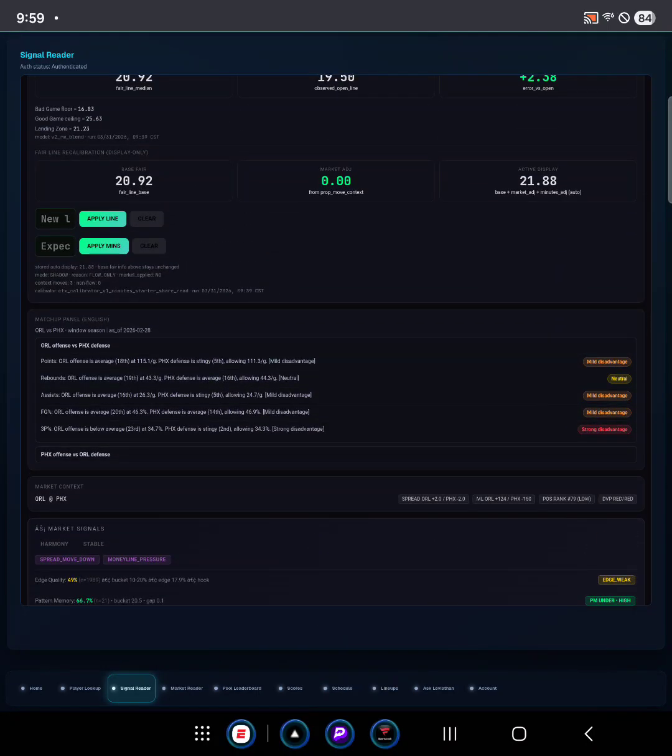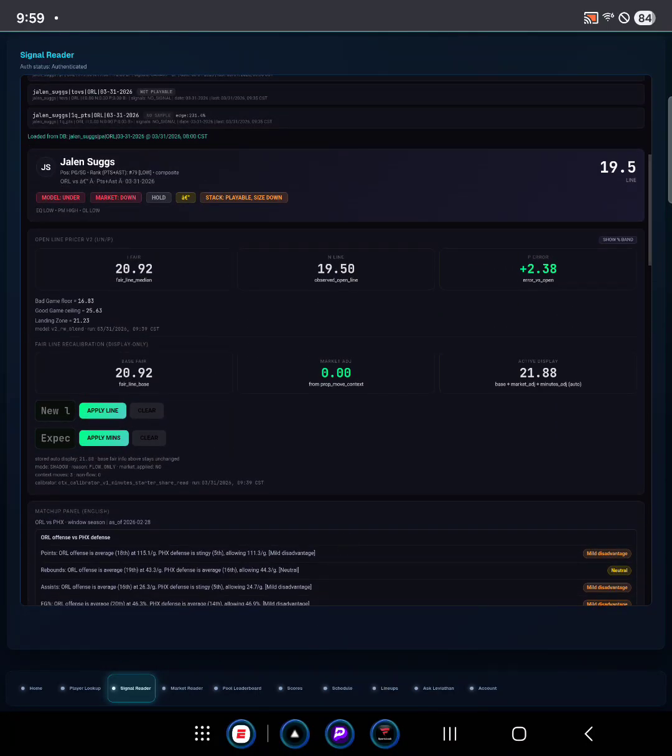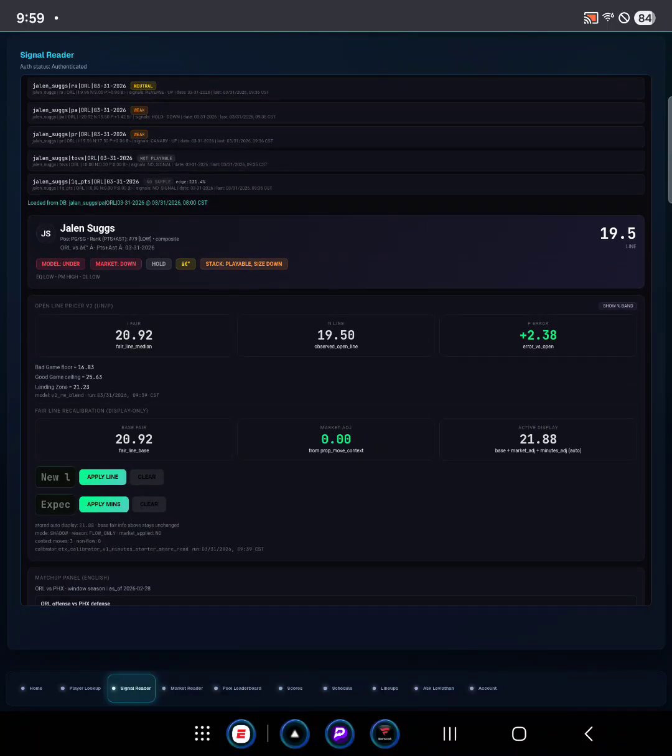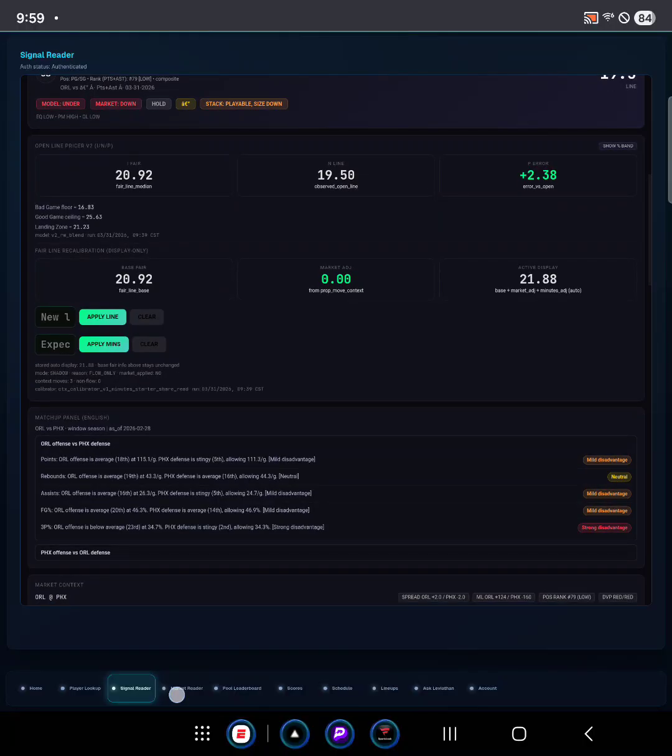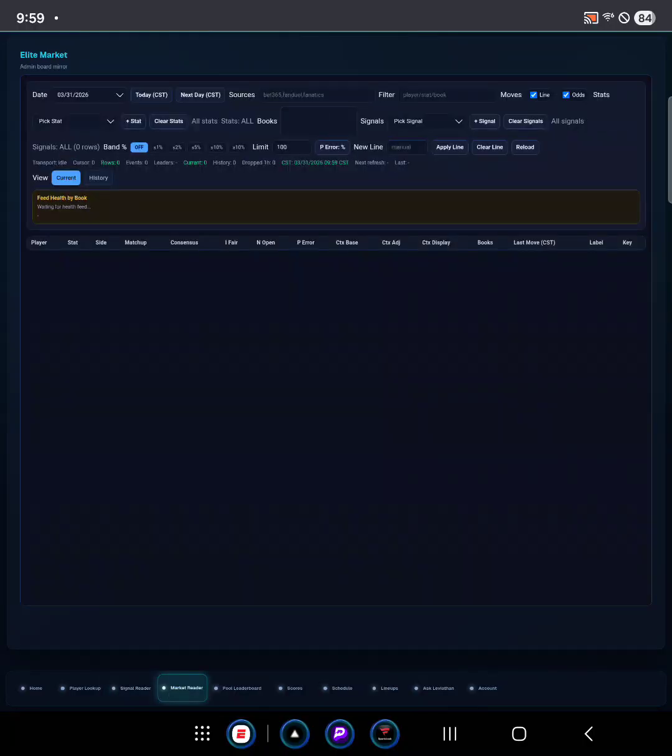Sometimes over here you can see the reason why the prop is moved, and then it would let you know right here. This says flow only. That means that there was no reason why it moved. It just moved. And that's completely reasonable too. That can be a sign of sharp money as well. But yeah, just going back to the market reader.